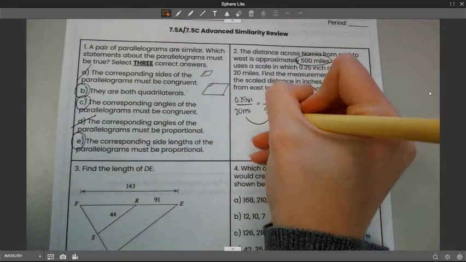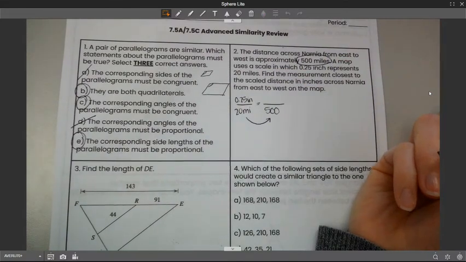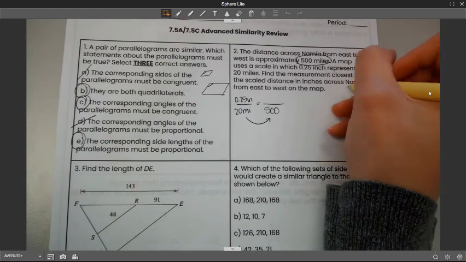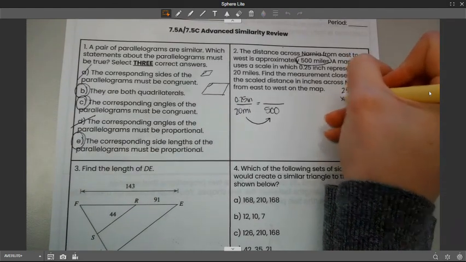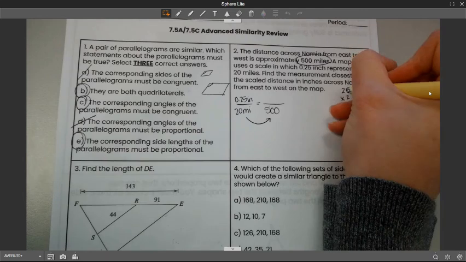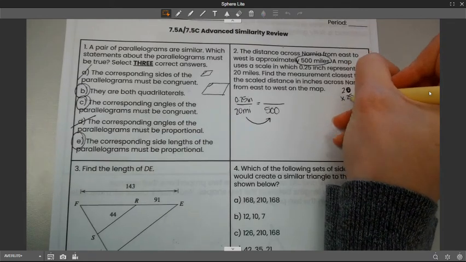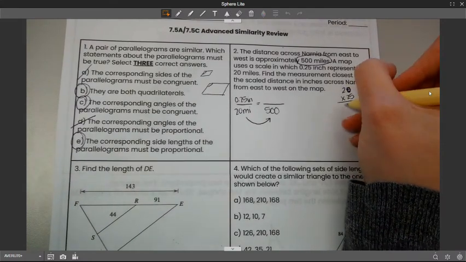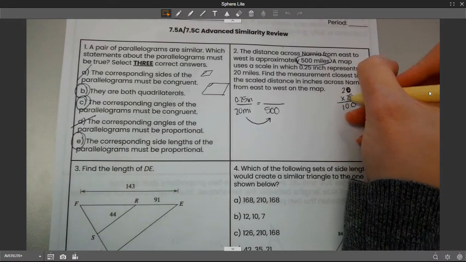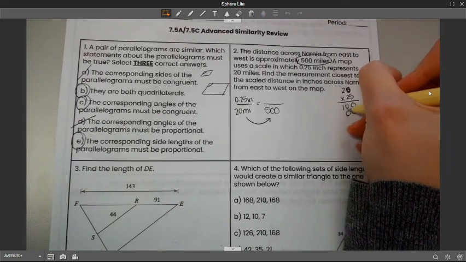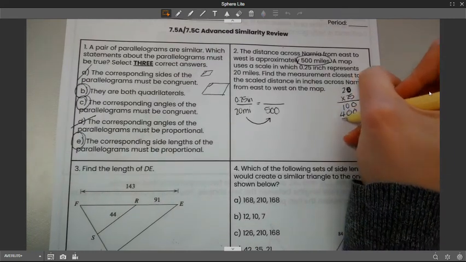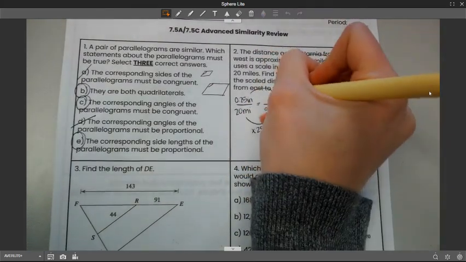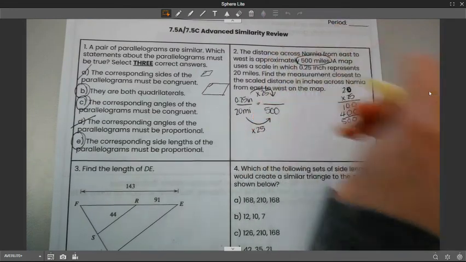To go from 20 to 500, 20 times 4 is 100. So I'm probably going to do 20 times 5 is 100. So let's do 20 times 25. 5 times 0 is 0. 5 times 2 is 10. 2 times, add a 0, 2 times 0 is 0, 2 times 2 is 4. Yep, it's going to be 25. So if I multiply by 25 on the bottom, I'm going to multiply by 25 on the top.